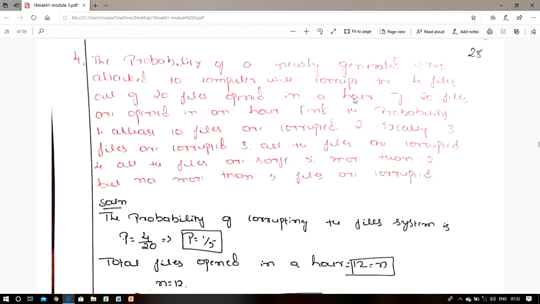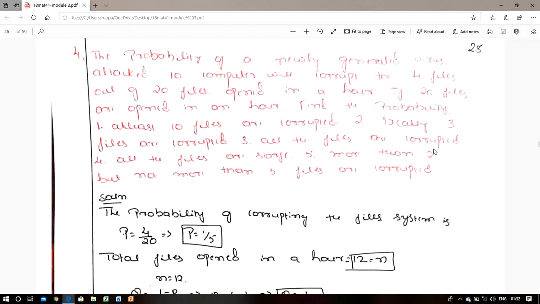So in the probability of a newly generated virus, here in this problem we are talking about only the corrupted files. In a system we open 1 file. So in an hour we open totally 20 files, out of which 4 files are corrupted. Means 4 by 20. P is equal to 4 by 20. 4 by 20 means 1 by 5. So P is equal to 1 by 5, which means obviously we can find the Q value.